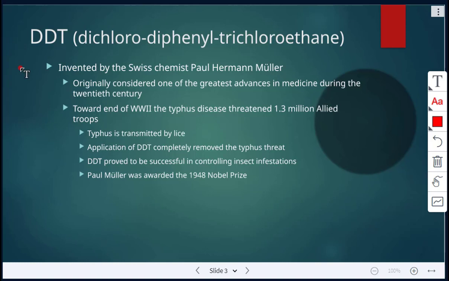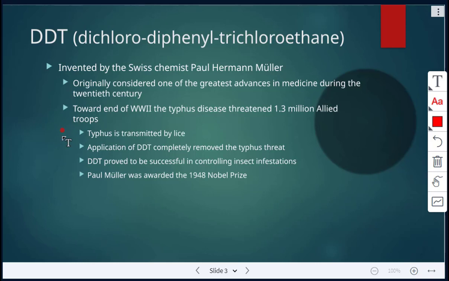So DDT, diphenyl trichloroethane, was invented by a Swiss chemist, Paul Hermann Müller. It was originally considered one of the greatest advances in medicine during the 20th century. Reason being, a lot of diseases were being carried by certain insects. For example, towards the end of World War II, the typhus disease threatened 1.3 million Allied troops, and this disease is transmitted by lice. So the application of DDT completely removed that typhus threat.